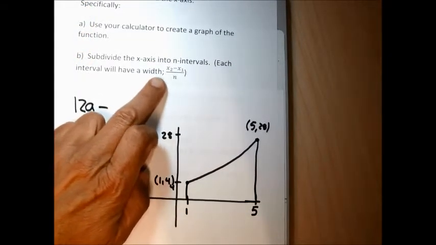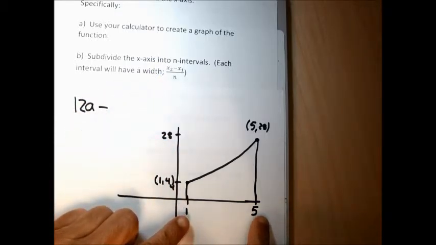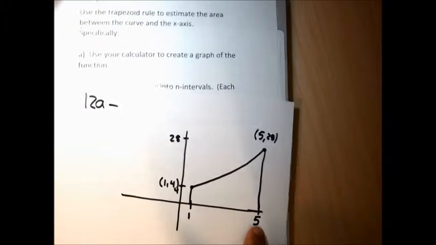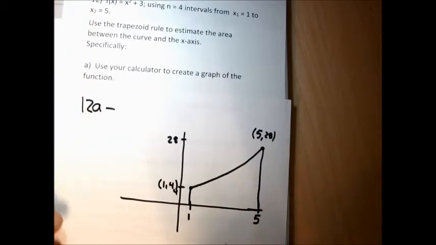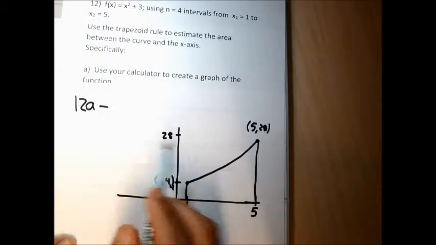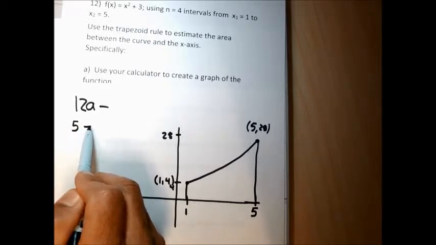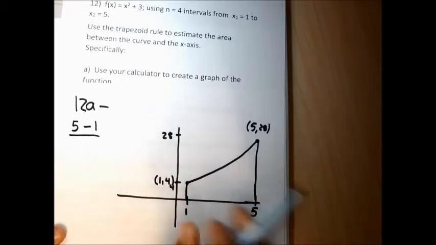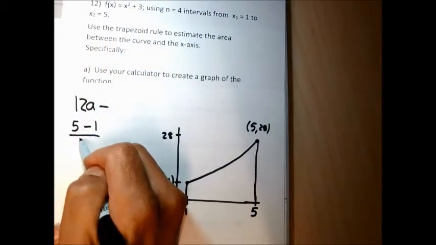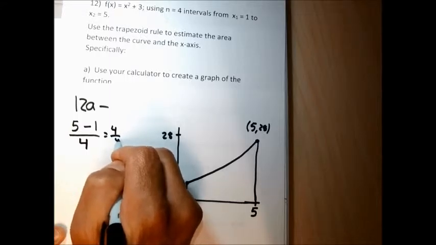Now I need to divide the x-axis into intervals, and I'm going to go last x minus first x divided by the number of intervals. And this problem I'm told to do 4 intervals. And that's going to tell me how far to make the marks apart on my axis. So I'm going to take the last x minus the first x, numbers I put on the x-axis, divided by the number of intervals. That's going to be 4 divided by 4.